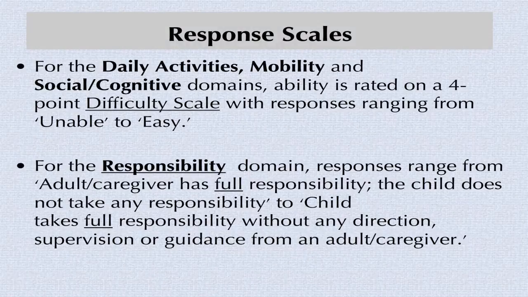For the 3 functional domains of daily activities, mobility, and social cognitive, ability is rated on a 4-point difficulty scale, with responses ranging from unable to easy. An I don't know response is also present, allowing the respondent to skip an item for which they are unable to provide a response. For the responsibility domain, responses range from adult caregiver has full responsibility, the child does not take any responsibility, to child takes full responsibility without any direction, supervision, or guidance from an adult caregiver.